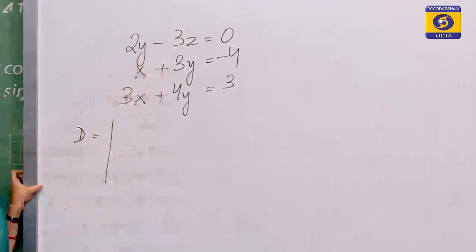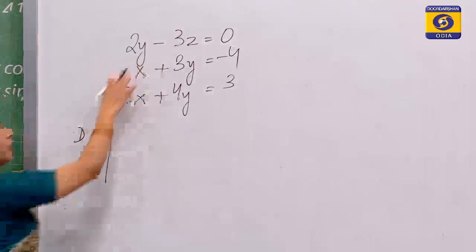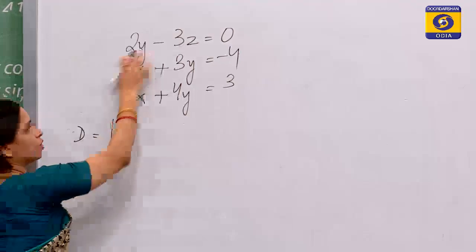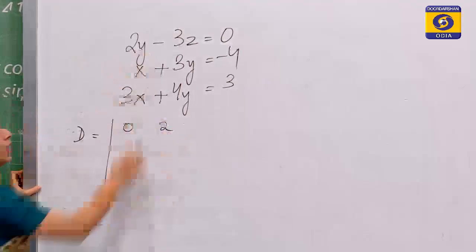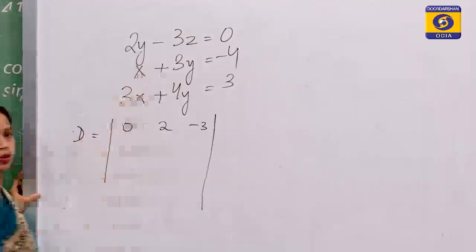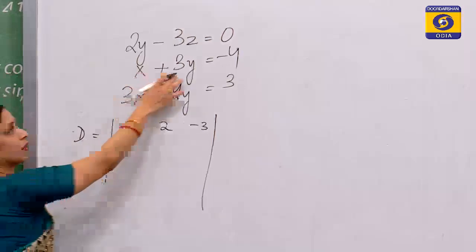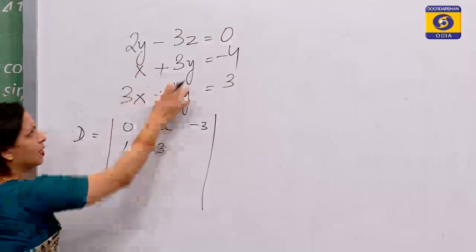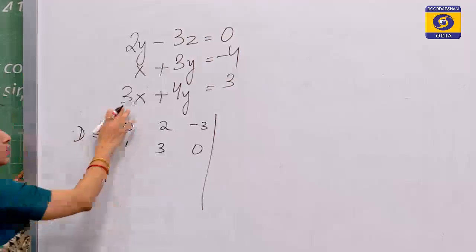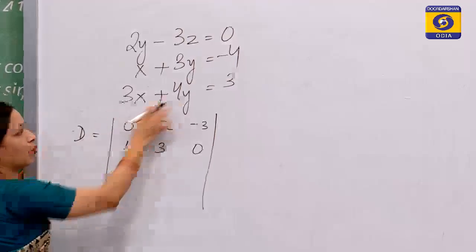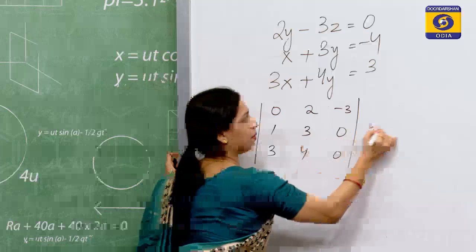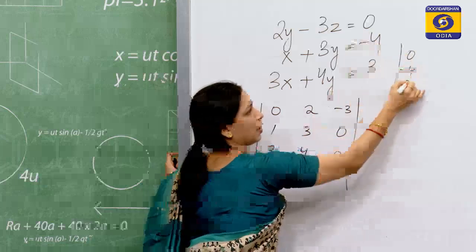So, the determinant of the coefficients will be: here there is no x, so we will take it as 0. Then what is the coefficient of y? We will take it as 2. Here what is the coefficient of z? Minus 3. Next equation, what is the coefficient of x? 1. What is the coefficient of y? 3. There is no z, so we will take it as 0. Similarly, last equation, what is the coefficient of x? 3, y 4, and there is no z, so we will take it as 0, and the known values obviously are 0, minus 4 and 3.